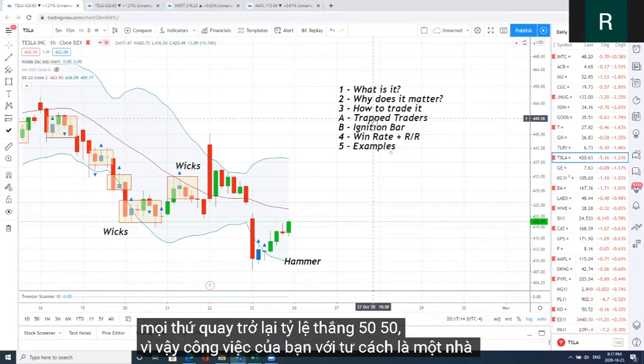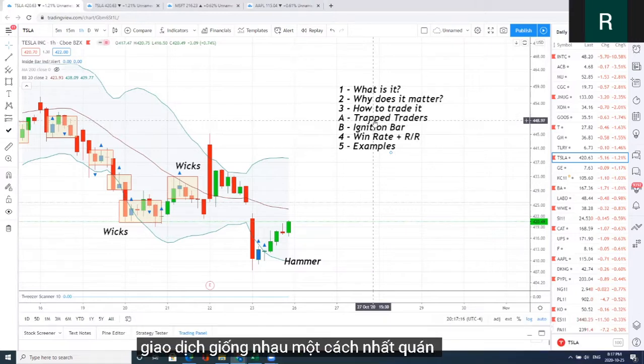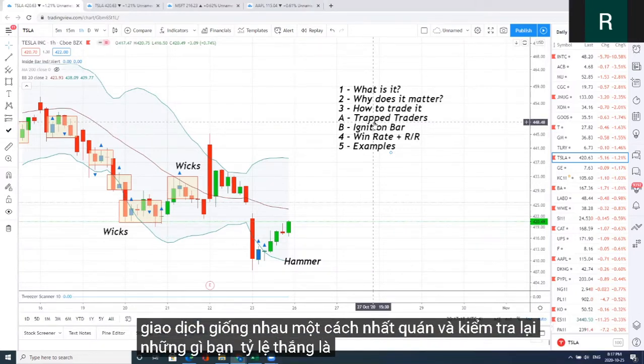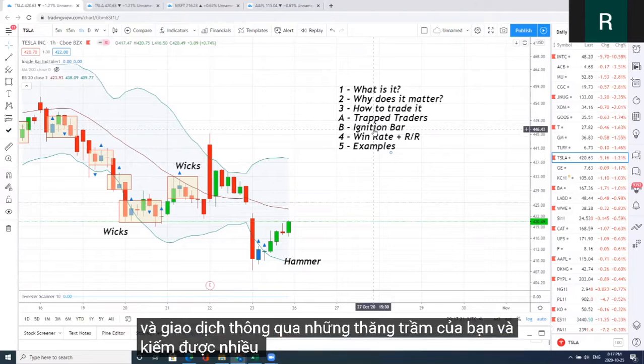So your job as a trader is to take the same trades consistently, have your backtest and know what your win rates are, and trade through your ups and downs and make more money than you lose.